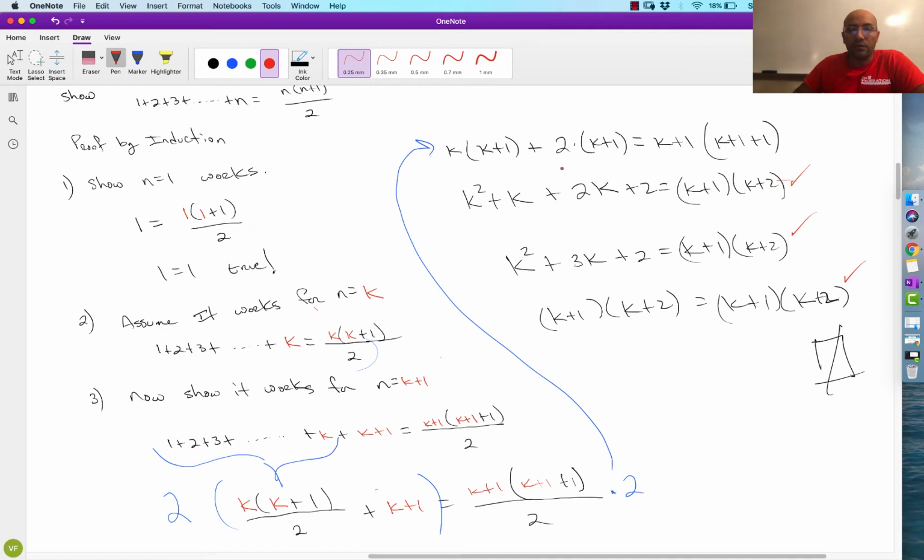That must be true, which means that this must be true. All we do is regroup some of these things and expand it, which means that this must be true, which means that this must be true. And so we've established by induction that this is true.